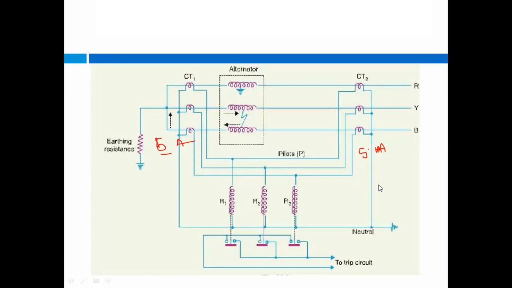Here, can anyone tell me the difference between the alternator protection and transformer protection? We are using this differential protection scheme. So what is the difference which we are using for transformer and for alternator? Can you see any difference? So you can see here. Can anyone tell me the difference? Yes or no?